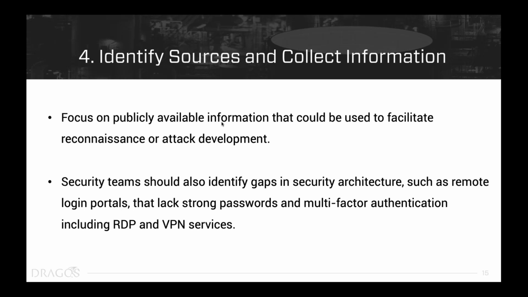As you're doing this, identifying your sources and collecting information, you want to look inward as well. So identify gaps in security architecture. For instance, remote login portals that lack strong passwords and multi-factor authentication. This would include RDP and VPN services. So certainly things that would likely be initial access targets for an adversary, openly available or internet accessible portals, things like that. Certainly Amazon S3 buckets, these data repositories that shouldn't necessarily be exposed online. Things like that would fall into that category of collecting information.